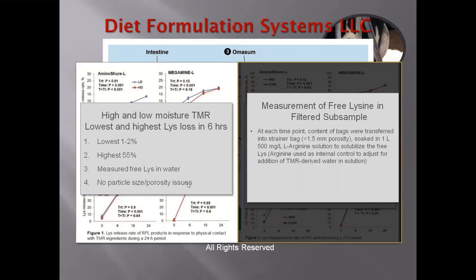At each point, the contents of the bag were transferred to a strainer bag, pretty big pores, soaked in a 1 liter solution. Arginine was used to solubilize the free lysine. But here's the important part. That was the initial sample. Then the initial sample was subsampled and passed through a filter of 0.45 microns, small enough to trap bacteria. And then the assay for free lysine in the water was conducted on the subsample. So porosity of any bag makes no difference. This is just a strainer bag. It's to be able to get moisture in and moisture out. The subsample was where the lysine analysis was conducted. Okay.